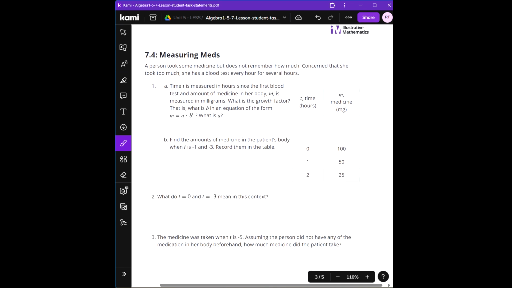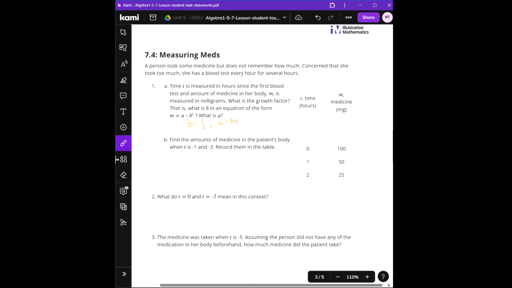7.4, measuring meds. All right, so we're going to take a look at the question and the table on the right-hand side. Okay, so for the first question here, A is going to be the amount of medicine at 0 hours, okay? So B is equal to 1/2, and A is equal to 100.